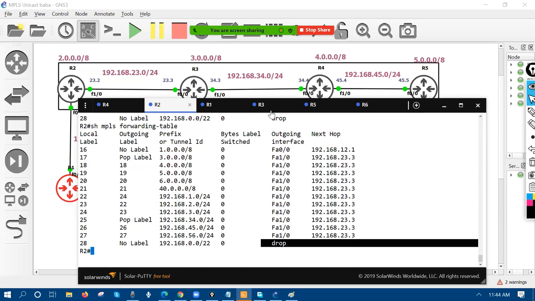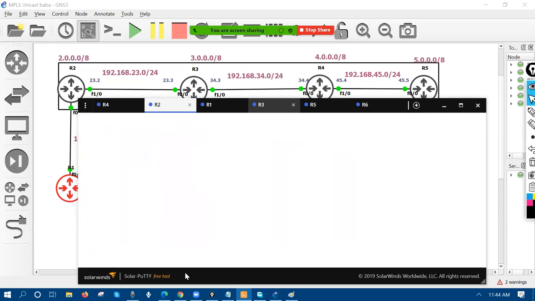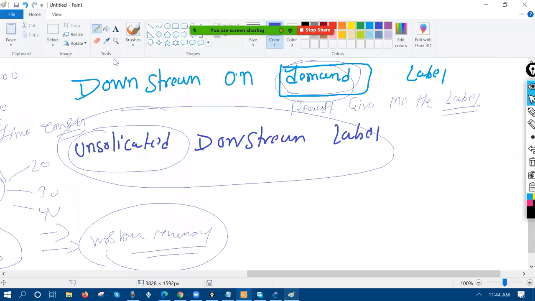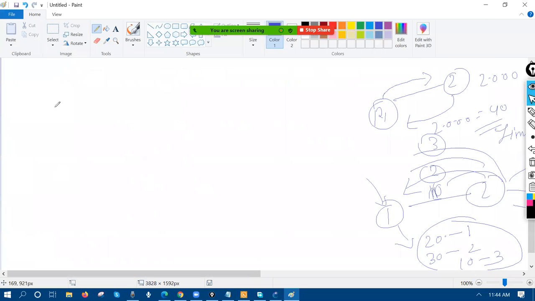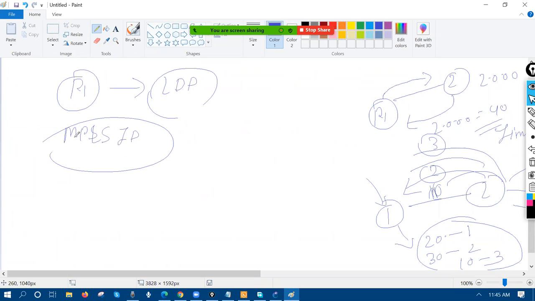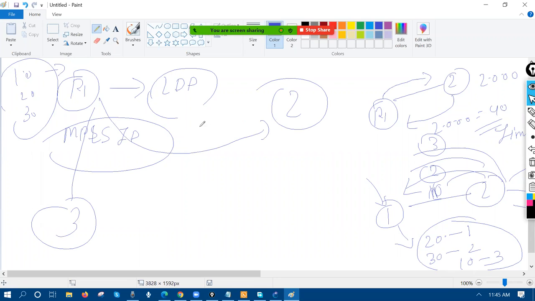Okay, next thing is, what happened on the router? On a router by default, LDP is enabled, right? After putting the command MPLS IP on that particular interface, MPLS will be enabled. For all the routes the router has, it is going to set a label and send this information to the neighboring node: hey, use this label for this network, and use this label for that network. This is the default behavior.